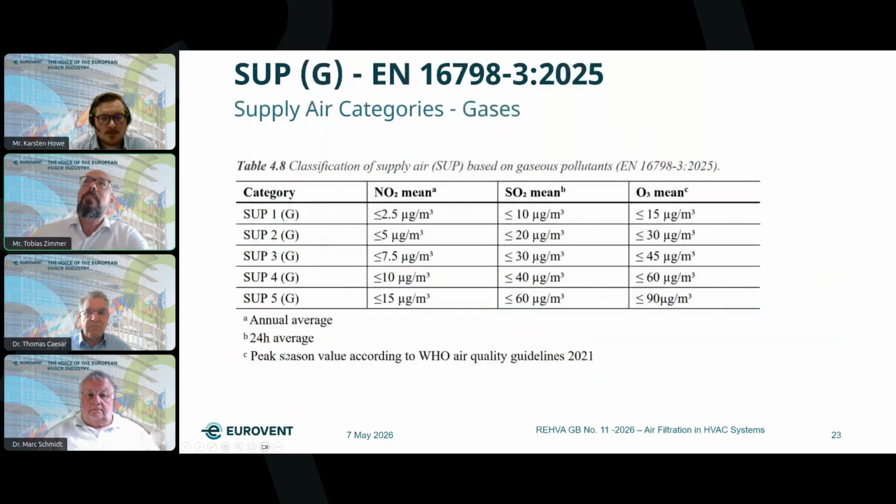And if you apply that logic now to the gases, you also get limits you shall reach with the gas. So if you want to have a supply air 1, you have to ensure that your supply air has a concentration of less than 2.5 micrograms of NO2. Meaning basically, you will have to reduce the outdoor air concentration equivalently.